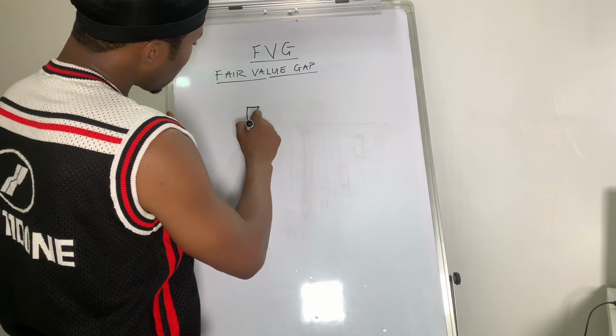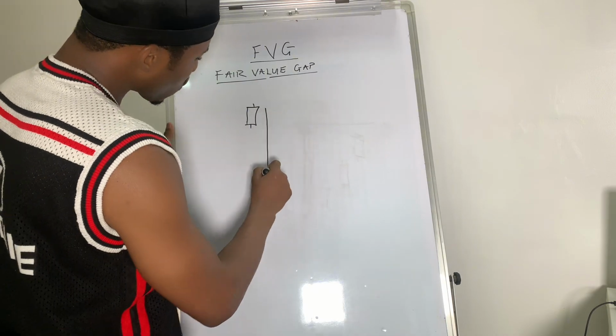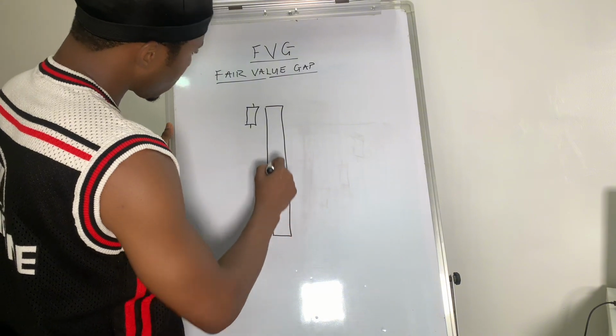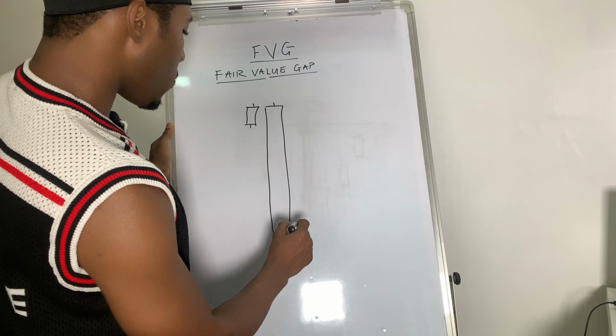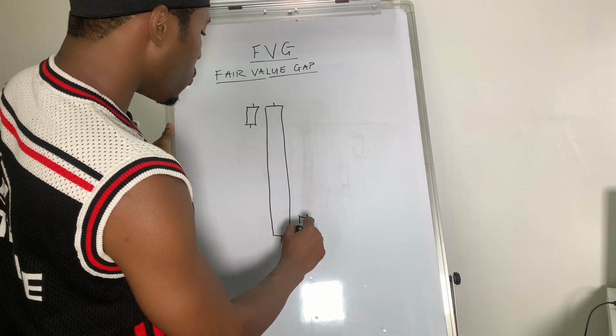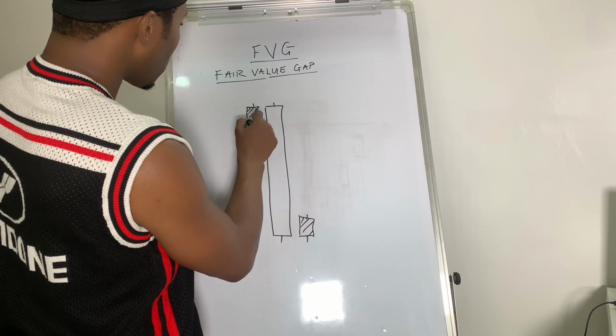Let's say the previous candlestick is this, then there was a spike downwards that was so long, and after that spike another candlestick came here, which is a bullish candlestick. Let's say this is a bullish candlestick, right?